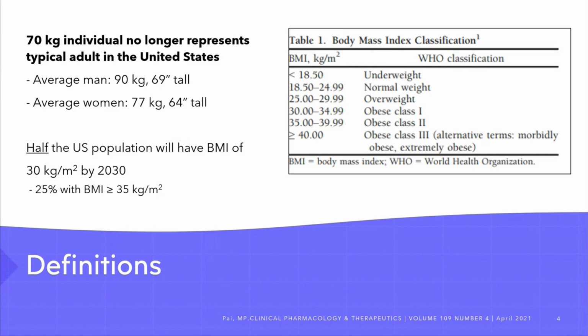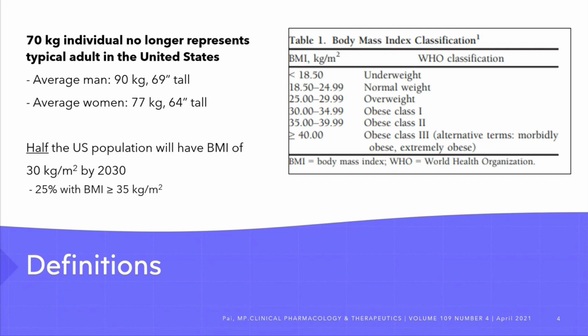When we use the definitions internationally, the WHO definitions of BMI are the most commonly referenced, and we can see that obesity is defined as a BMI of at least 30. Half the US adult population will meet this definition by at least 2030, which we know is really not that far away. And even severe obesity, meaning a BMI over 35, is projected to be a quarter of the US population by the same time frame.